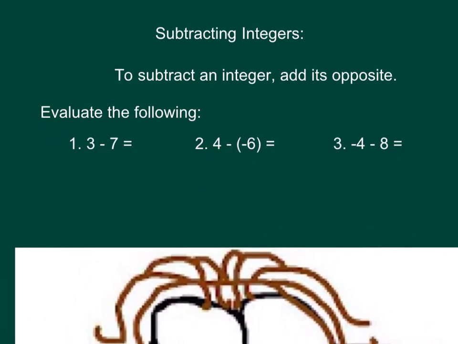The first problem is 3 minus 7. The opposite of 7 is negative 7, so therefore this problem is the same as 3 plus negative 7. The sum of 3 and negative 7 is negative 4.